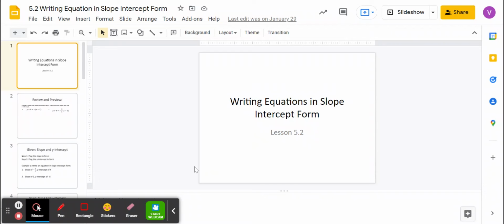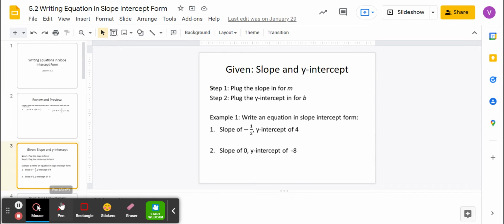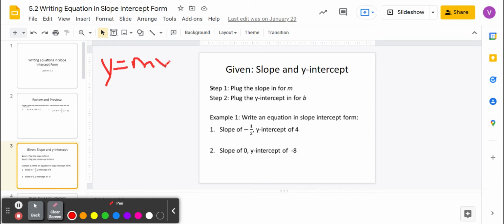In this lesson, we're going to be looking at writing equations in slope-intercept form. So remember, slope-intercept form is written like y is equal to mx plus b. So m is going to represent your slope and b is going to represent the y-intercept. So in number 1, if I have a slope of -1/2, I'm just going to write y is equal to -1/2 x. And then if I have a y-intercept of +4, you want to add +4.